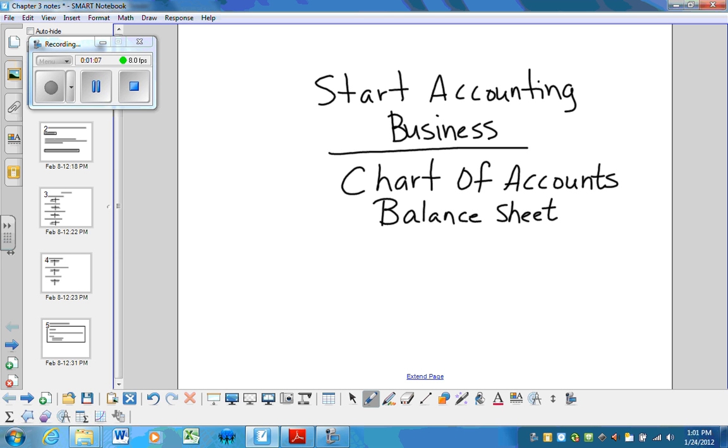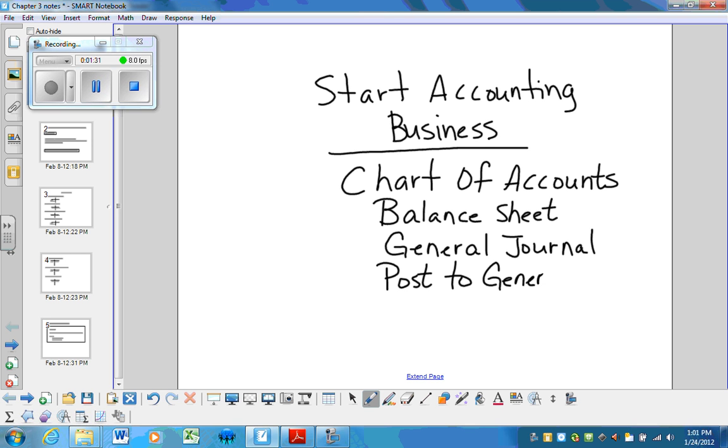Once you do your balance sheet, you then are going to take those beginning balances and transfer everything into your general journal. From your general journal, you're going to post to the general ledger. And each account would have its own ledger, which we would visualize as being like a recipe card. Anytime you did any transactions with that business or that account, you would record the business on that piece of paper, which is your ledger.